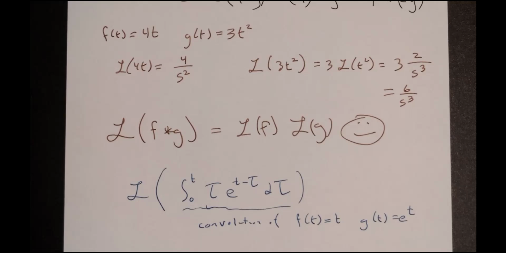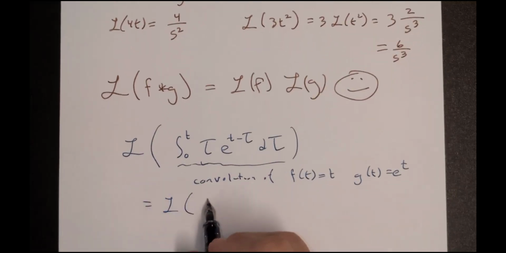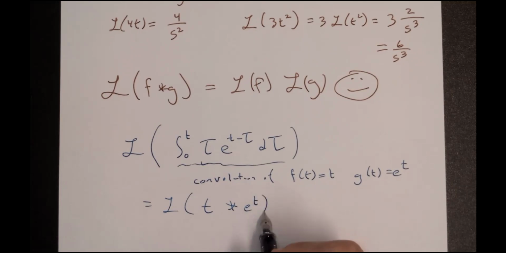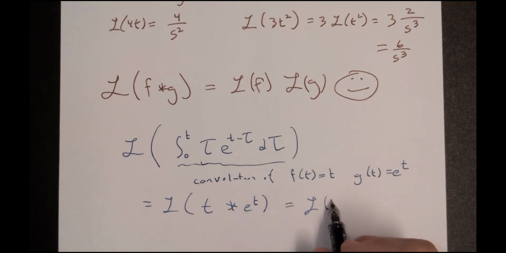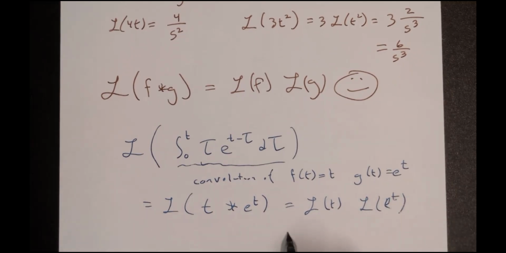I don't have to do the convolution integral. I can say, this is really the Laplace transform of t star e to the t, which means it's the Laplace transform of t times the Laplace transform of e to the t. And we know those. The Laplace transform of t is 1 over s squared. The Laplace transform of e to the t is 1 over s minus 1.